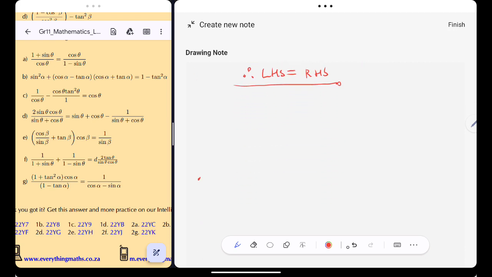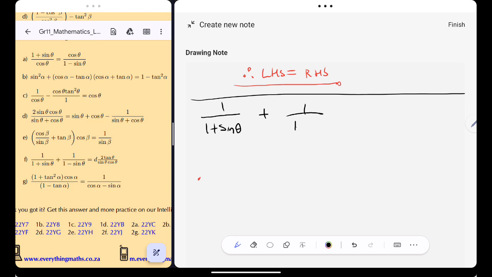F, I'm supposed to show that 1 over 1 plus sine theta plus 1 over minus 1 minus sine theta is equal to 2 tan theta all over sine theta cos theta, right? Then all I need to do here is to just simplify the left hand side first and check whether it will be equal to the right hand side.